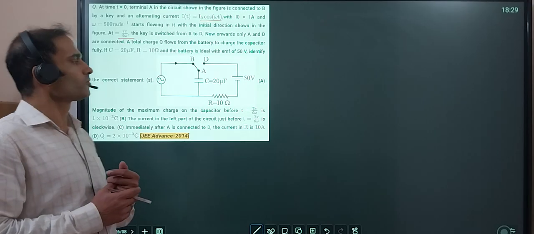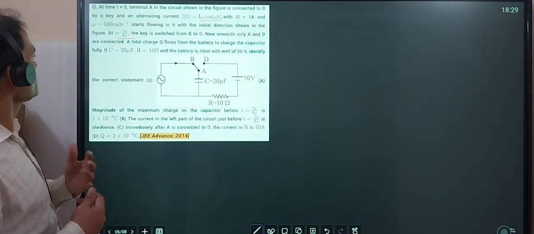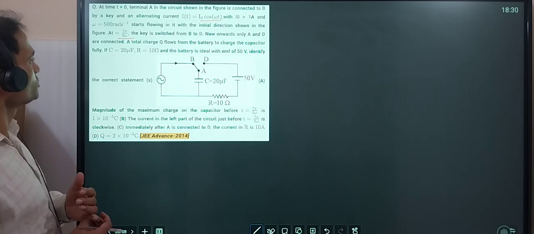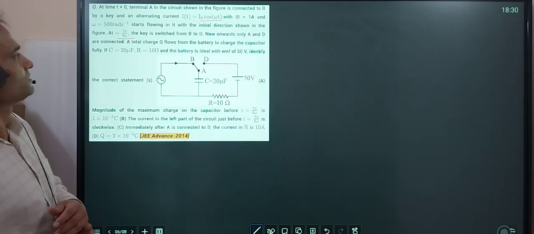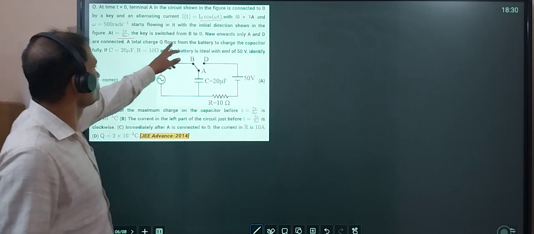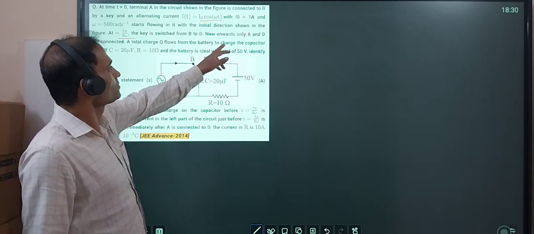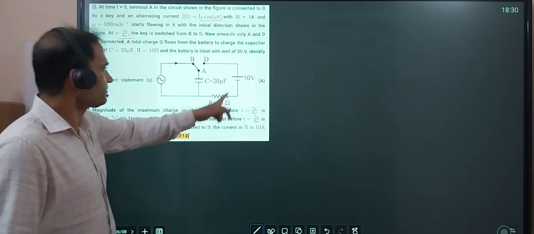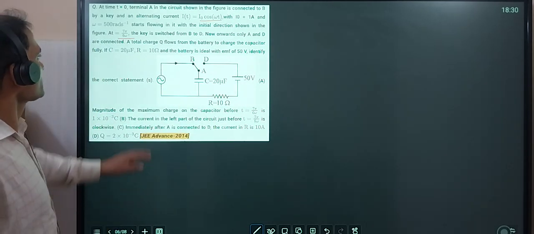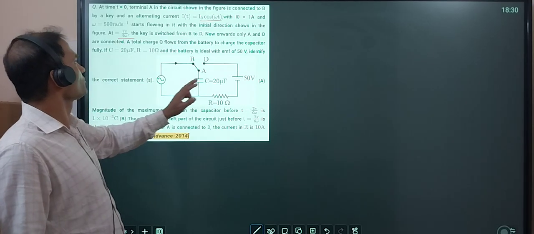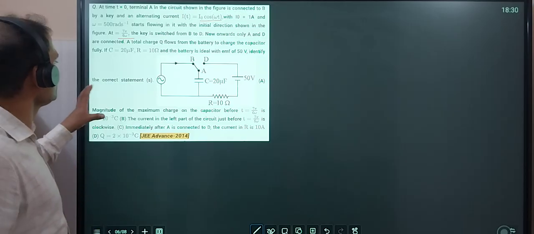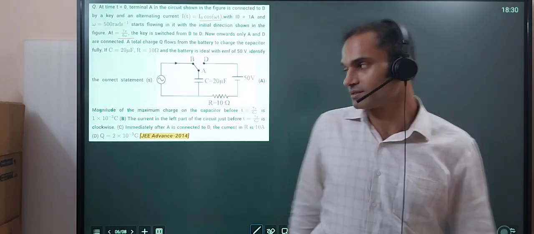A total charge Q flows from the battery to the capacitor fully. A total charge Q flows from the battery to charge the capacitor fully. Okay, after that the battery will charge it. Okay, and capacitance is given. This resistance is 10 ohm. Battery is ideal. EMF is 50 volt. We have to identify the correct statements.